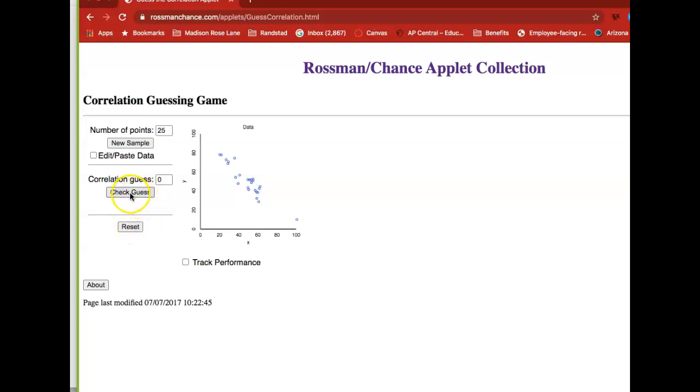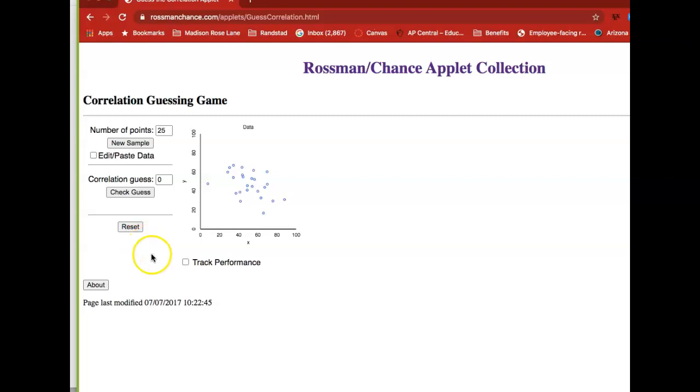It'll still show us the answer. This was really strong, negative 0.928. Okay, let's try another one.